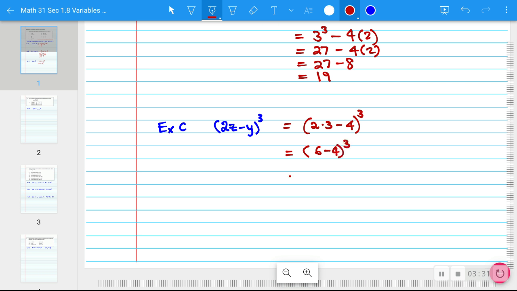And now the order of operations is finish the parenthesis. And then finally do the exponent. 2 to the third power is 2 times 2 times 2, which is 8. 4 times 2 would be 8.